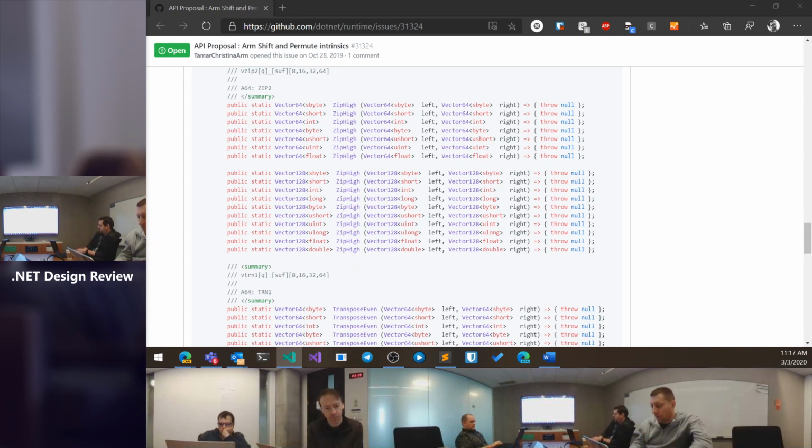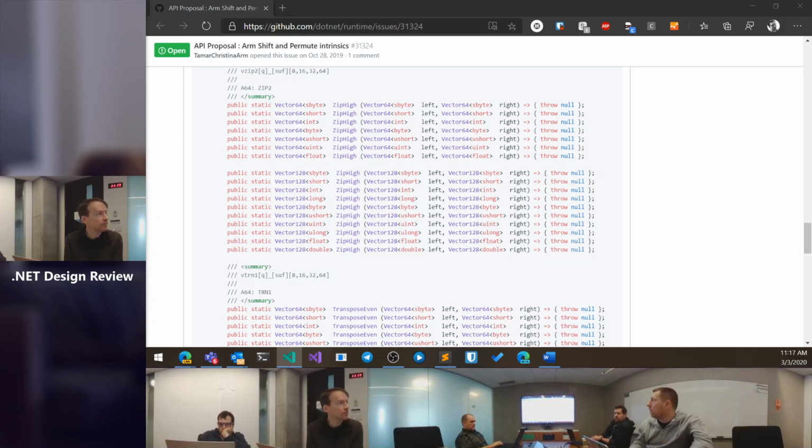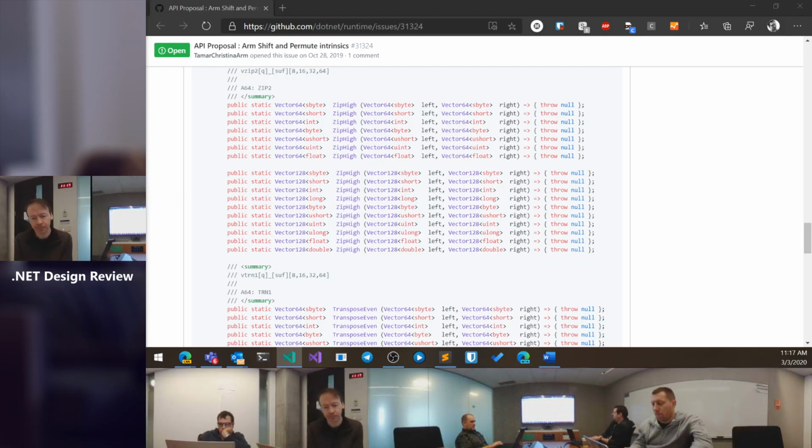Okay, then zip high and zip low should be moved to the ARM64 subclass. This is all ARM64 subclass right now. Is it? Okay, I missed that bit. Right.